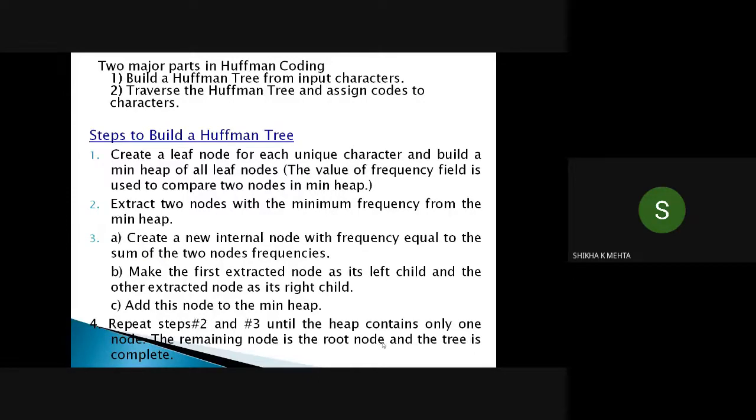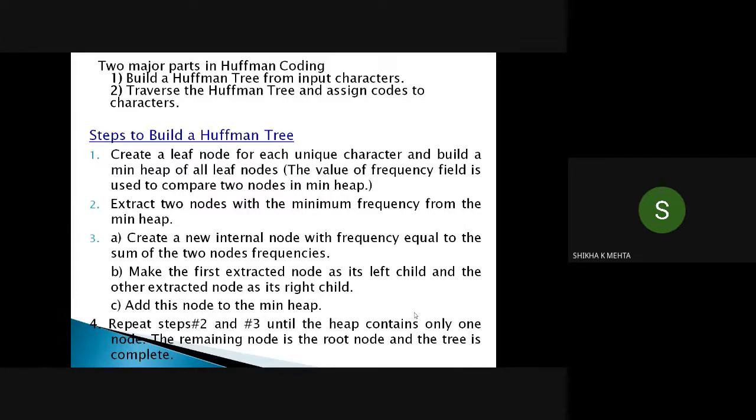So what is the actual way of compressing the data using Huffman coding? The first step is to build a Huffman tree from the input characters, and the second step is to traverse the Huffman tree and assign codes to the characters. While building the Huffman tree, we are encoding, and in the second step, we are decoding that particular tree. So when we are doing certain kind of compression, we are encoding.